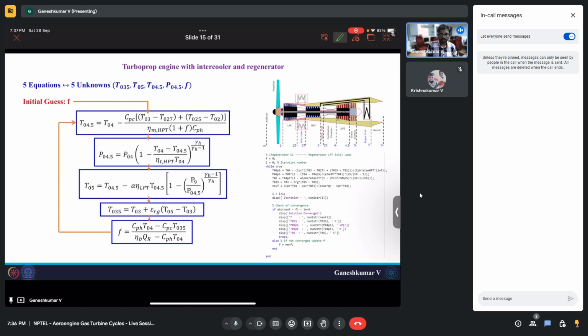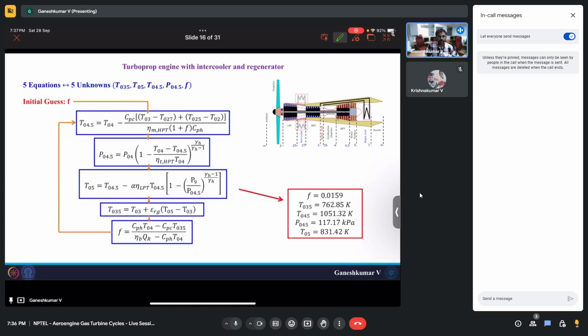I've just written a simple MATLAB code to do this iteration. You can use this, or you can even do it by hand calculation. Within 2 iterations it is going to converge. If you do this iteration, at the end you will end up having these numbers. The fuel air ratio would be 0.0159, and T035 would be 762.85 Kelvin.